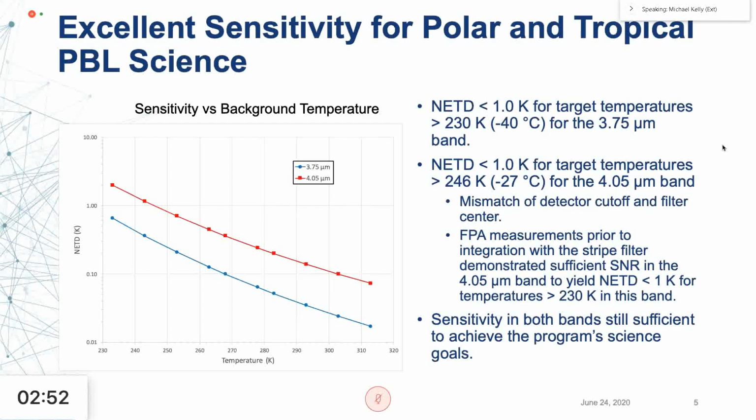It has excellent sensitivity for polar and tropical PBL science. As you know, infrared detectors get less sensitive as it gets colder, and so the noise equivalent delta temperature is still about 1 Kelvin for the 3.75 micron band, and has excellent sensitivity as you get warmer. So we expect that it can be used for both polar and tropical retrievals. The next slide, please.